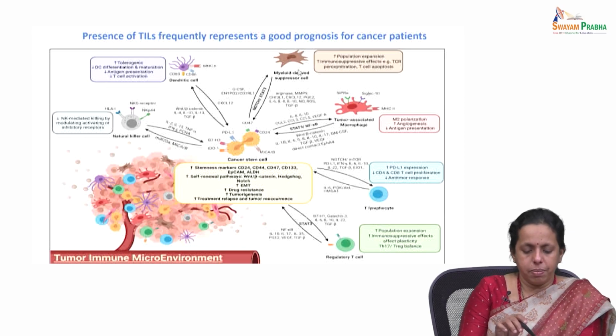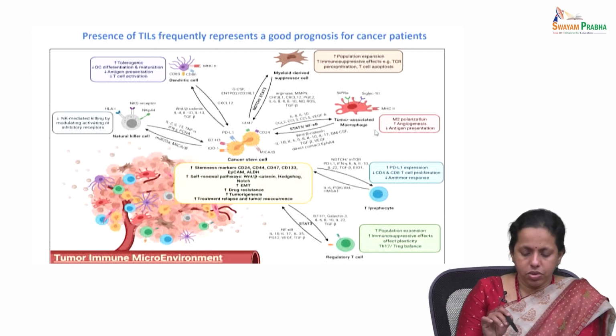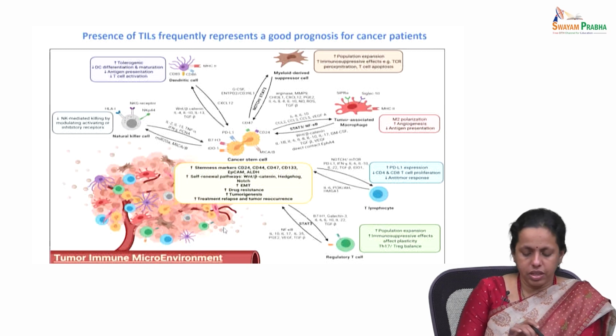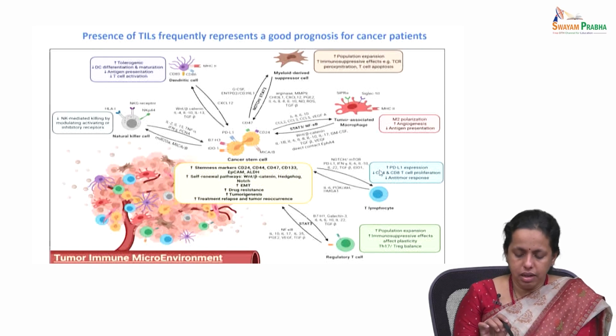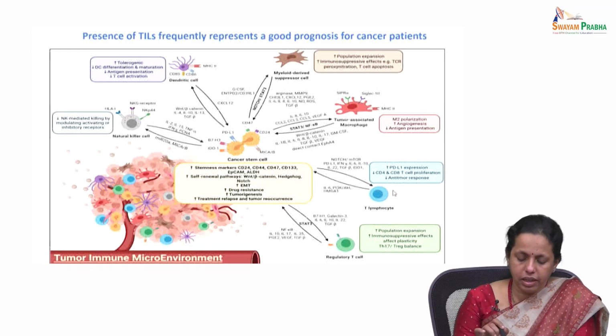If you see all these cells, your natural killer cells, dendritic cells, myeloid derived suppressor cells, tumor associated macrophages, T lymphocytes and T regulatory cells, the same colors are represented in this particular tumor. This is the whole tumor mass, and here this is your blood vessel. As a result, this is what happens in your T lymphocyte.